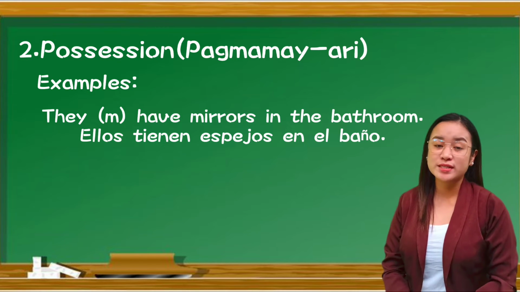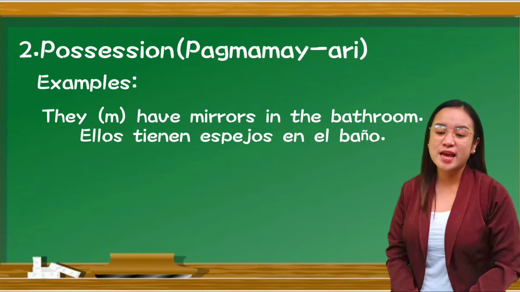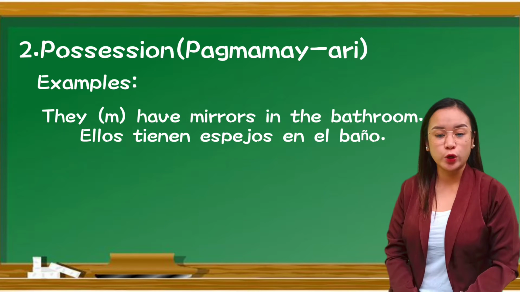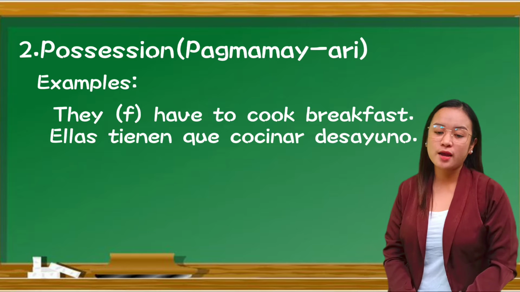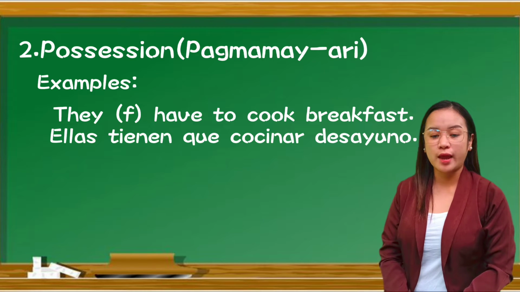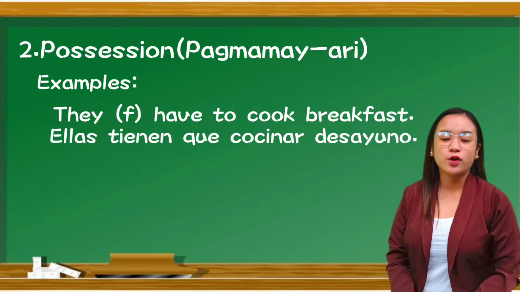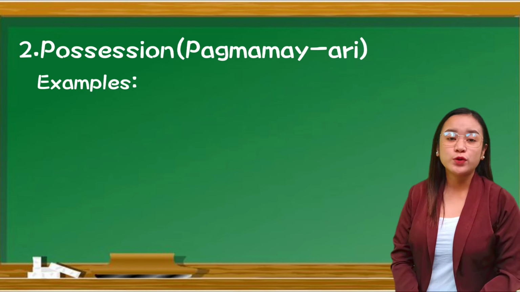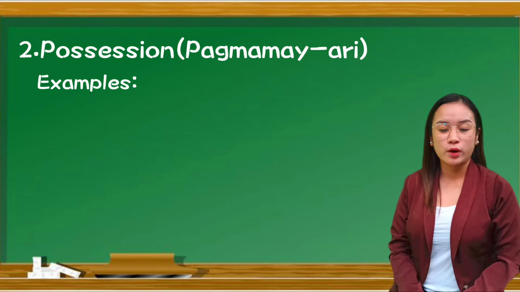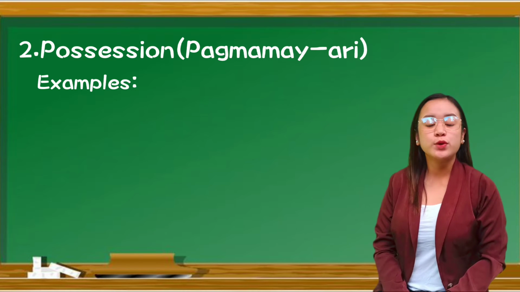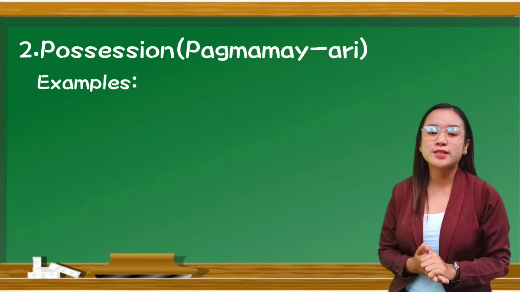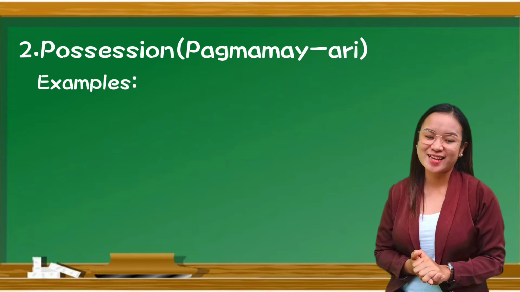They have mirrors in the bathroom. Ellos tienen espejos en el baño. In the female category, they have food every day. In Spanish, ellas tienen comida todos los días. You, formal plural, have big hands. You have big hands. Ustedes tienen manos grandes.